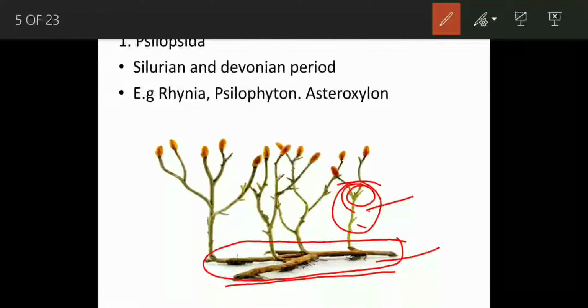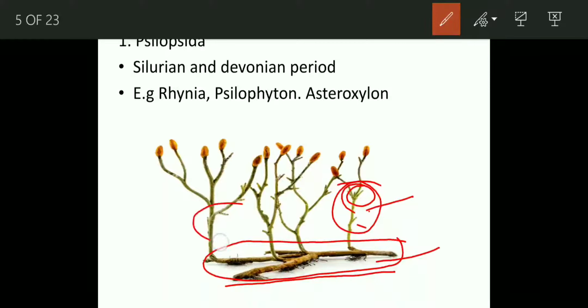Are basically leafless and they have small veins. So the stem is photosynthetic, because they do not have leaves. So the stem performs the process of photosynthesis. You can see in the picture. And the reproductive organs are borne at the tip of the stem, on erect branches, that are called sporangia. You can see these are the sporangia that are developing at the tip of the branches.